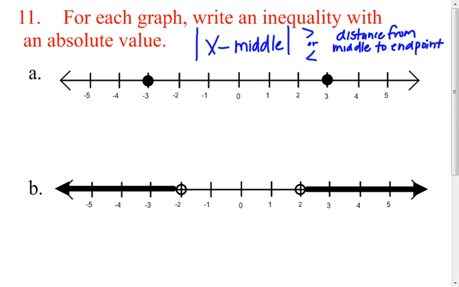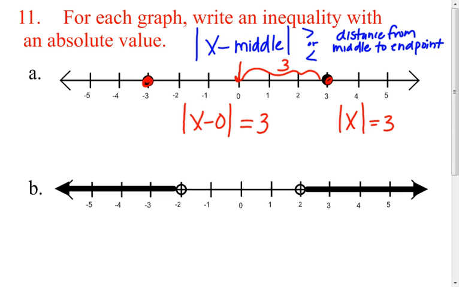Okay? So here we go on this first one. What's halfway between -3 and 3 is 0. So my middle point right here is 0. Okay, so I'm going to go the absolute value of x minus 0, which, by the way, you don't really need the minus 0 on there. Okay, in this case I just have two dots, so because it's two dots, it's just going to be an equal sign in there. And then the distance from the center to the endpoint, that distance is 3. Okay, so it's the absolute value of x minus 0 equals 3. I really would write that as the absolute value of x is 3.